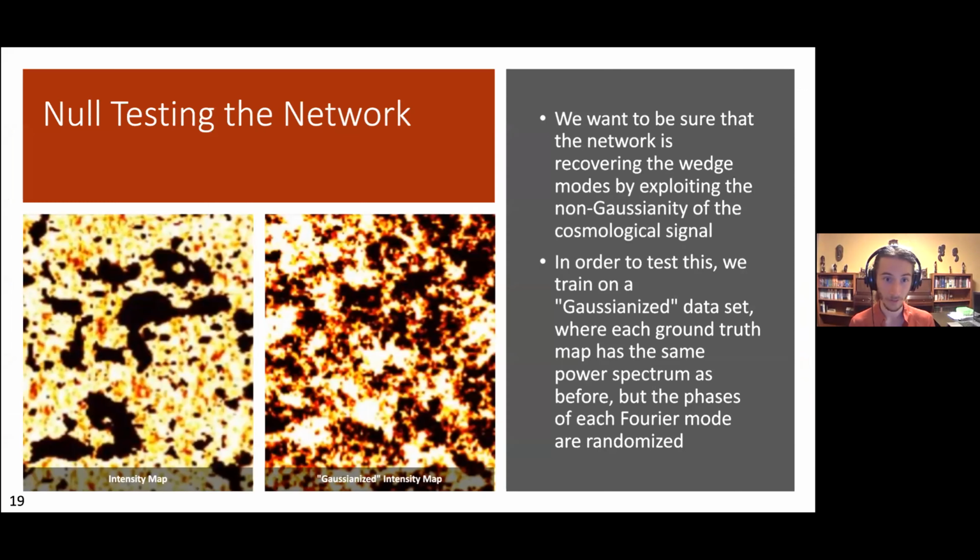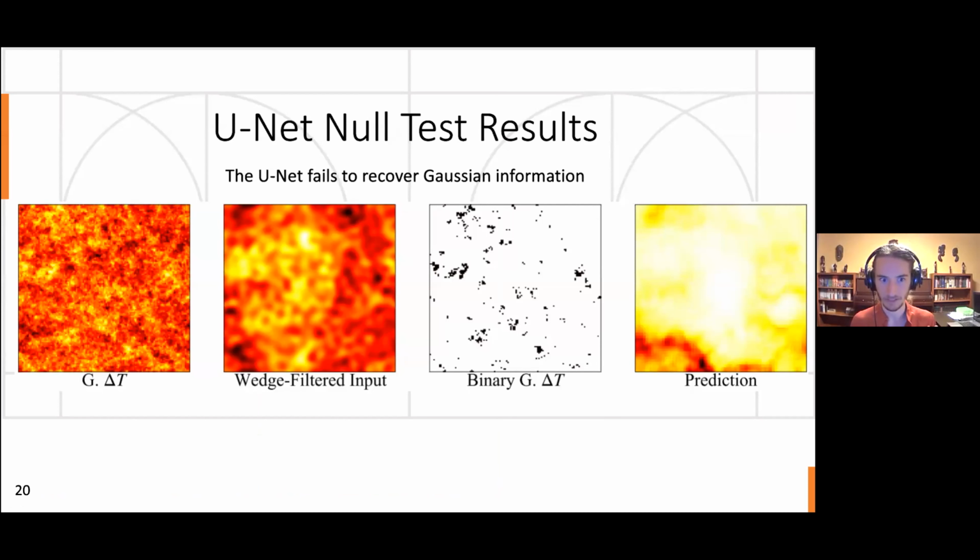We run it through a null test to make sure it's really exploiting non-Gaussianity. To test that, we Gaussianize a map, where we transform it to Fourier space and then randomize the phases of each Fourier vector. If the Fourier vectors have a random phase, then there's no longer going to be that covariance matrix, and it should fail. And indeed, the network does fail to reconstruct anything when we Gaussianize the map.